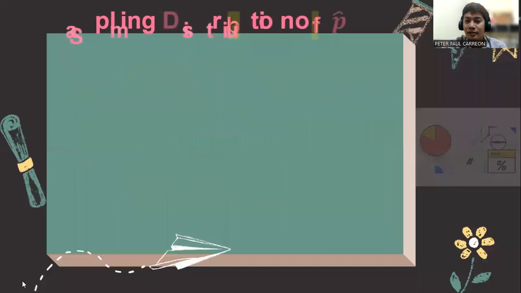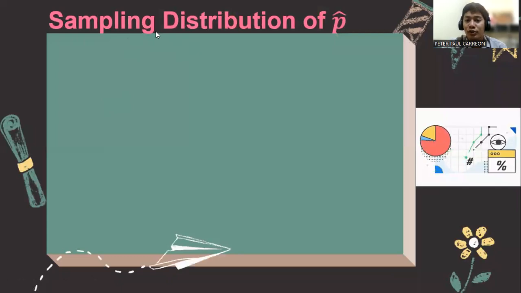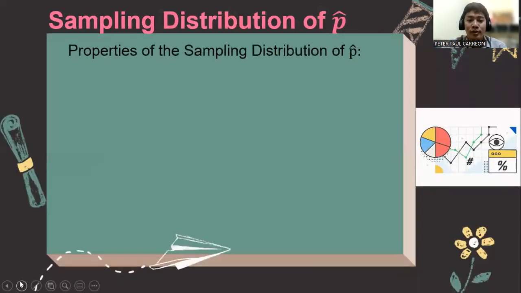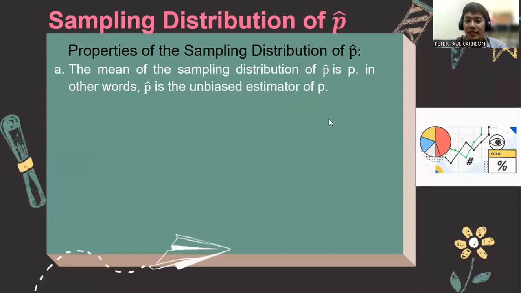And lastly, aside from exploring proportion, we should also describe the characteristics of the sampling distribution of p hat as an estimator of the population proportion. What are the 3 properties? Let's have the first one. The mean of the sampling distribution of p hat is P. In other words, p hat is an unbiased estimator of P.